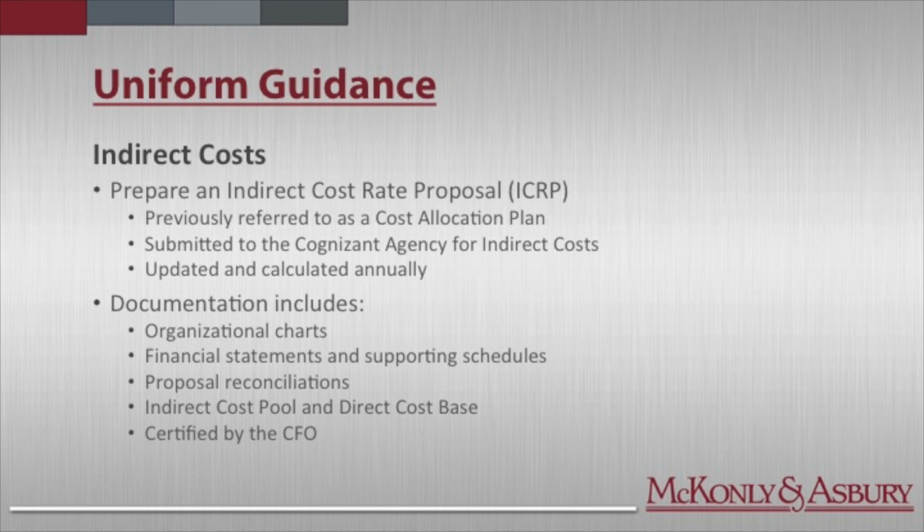Very quickly on the indirect costs, in order to get an indirect cost rate, you have to go through what's called an indirect cost rate proposal, or ICRP. Previously, we called it a cost allocation plan, and I'll probably continue to call it that. This is something that's submitted annually to the cognizant agency for indirect costs. That's a big, long title, essentially, for the largest provider of your federal awards. So if you get federal awards from multiple federal agencies, such as the Department of Agriculture or the Department of Homeland Security, the one who provides the largest is your cognizant agency for indirect cost.